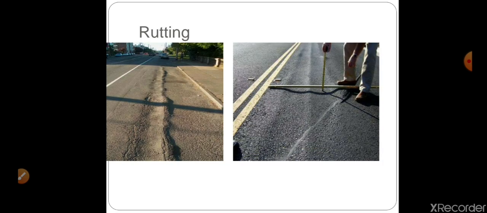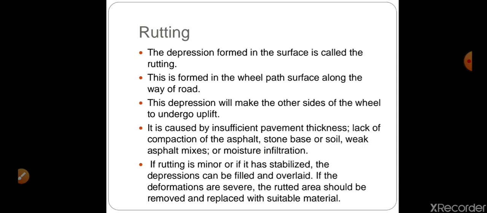Next is rutting. This is rutting, where you can see the tire marks. The depression formed in the surface is called rutting. This is formed in the wheel path along the road. This depression will make the other side of the wheel path undergo uplift. What is the cause? Insufficient pavement thickness sometimes, or lack of compaction of the asphalt stone base, or weak asphalt mixes, or moisture infiltration, and sometimes even the heavy load of the vehicles.